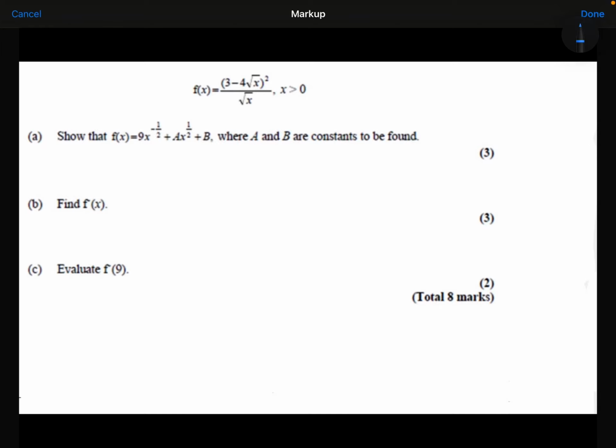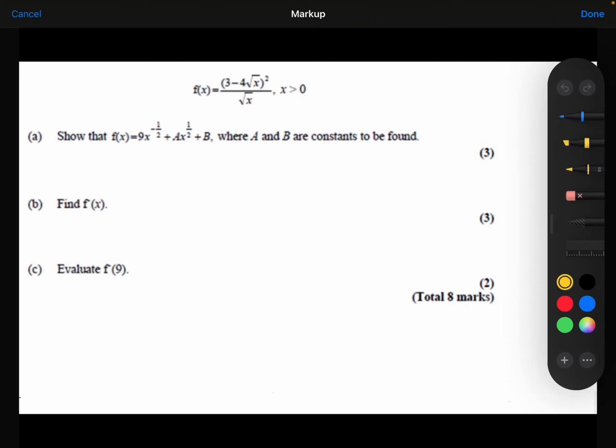f of x is equal to (3 minus 4 root x) all squared divided by root x, where x is greater than 0. Part A. Show that f of x is equal to 9x to the power of minus 1/2 plus a times x to the power of 1/2 plus b, where a and b are constants to be found. So basically the question is asking us to rearrange this to make it look like this.